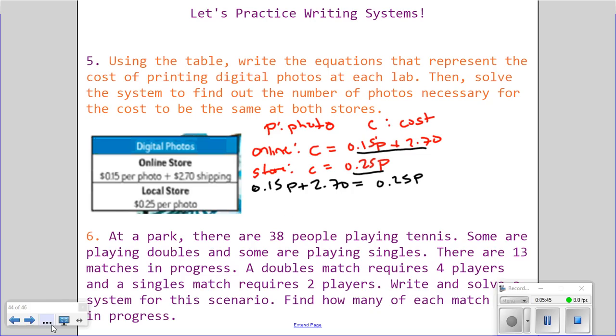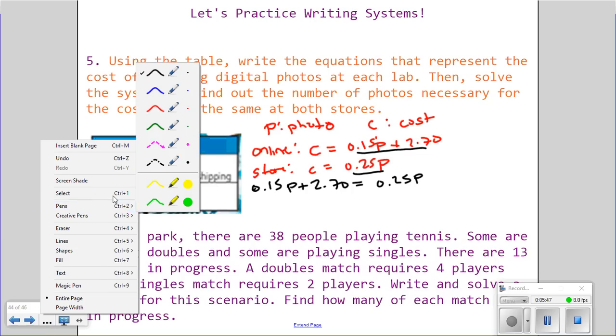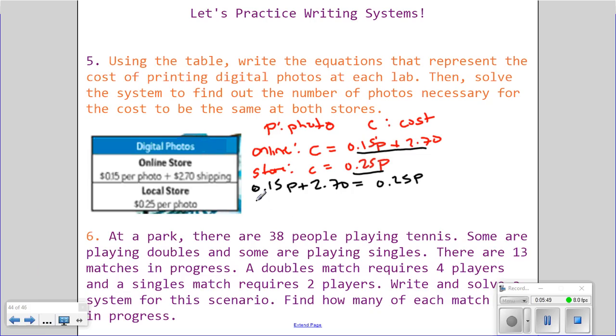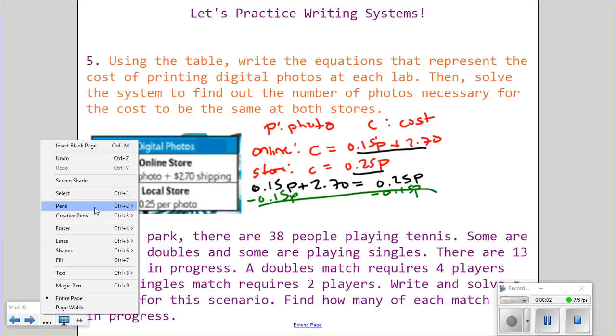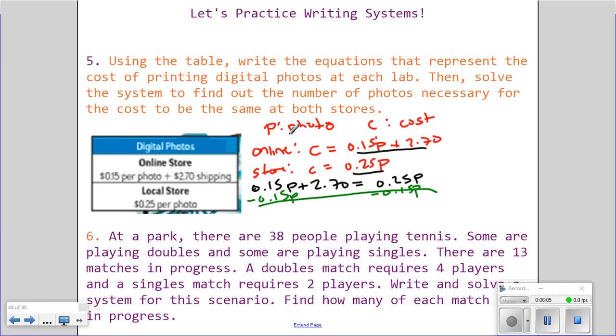So I would subtract 0.15p from each side, which would leave me with 2.70 is equal to 0.10p. And then I would divide both sides by 0.10.